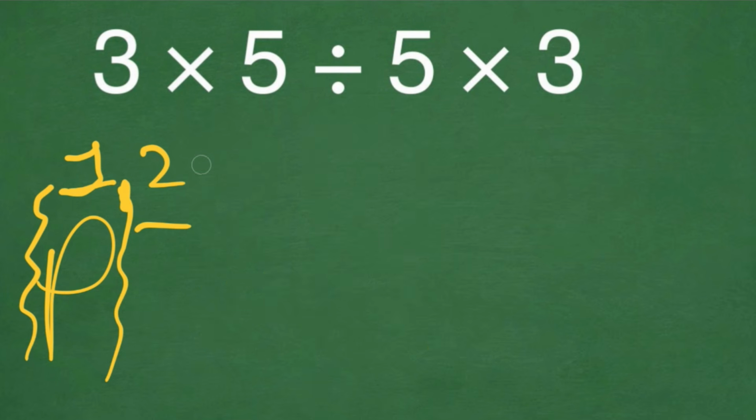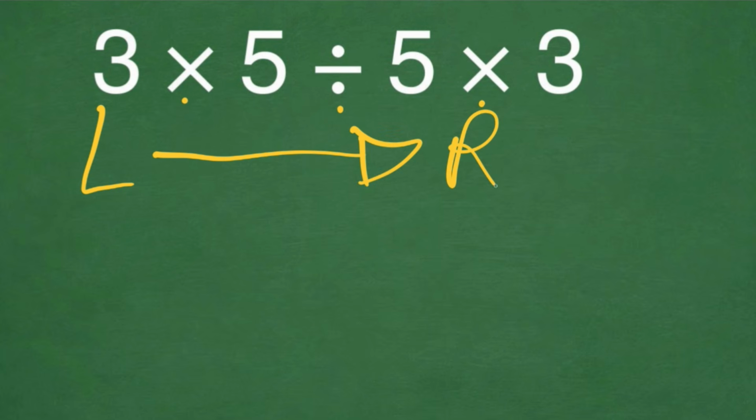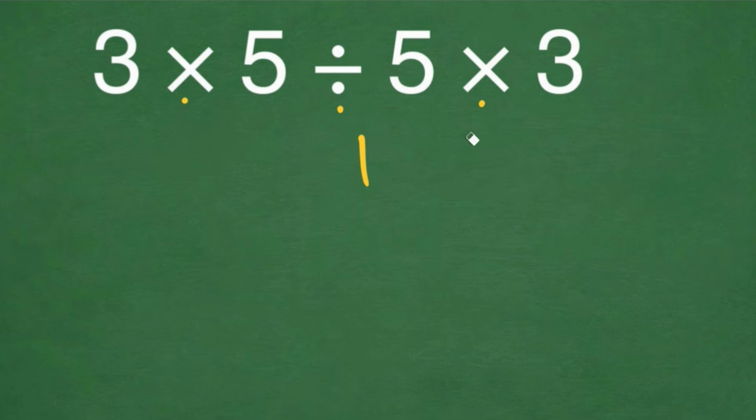So here our problem, we have 3 times 5 divided by 5 times 3, and we have multiplication, division, and multiplication. So the order is left to right because multiplication and division both have equal priority. So let's solve left to right.